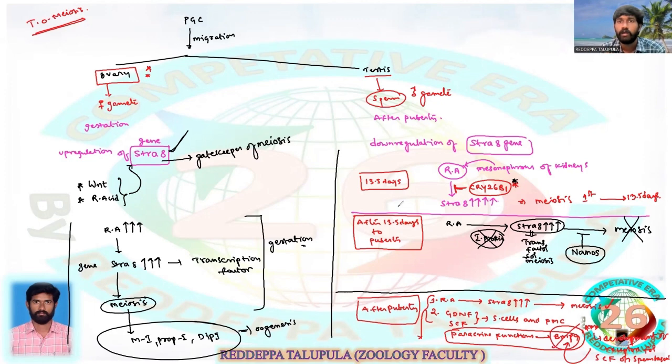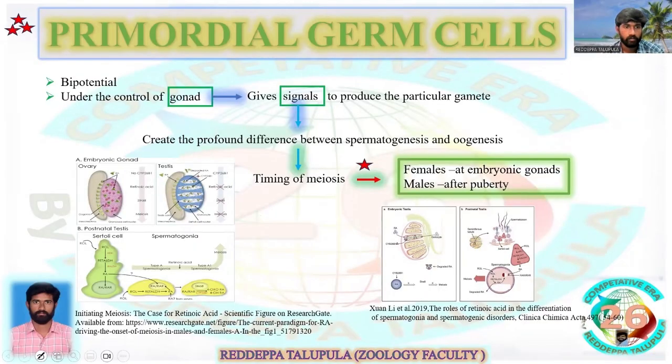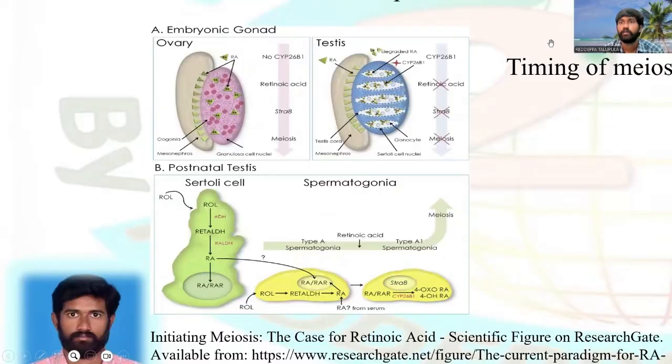What is the cause behind the timing of meiosis differentiation difference in the ovary and the testes? Now let us see the diagram. See, whatever I said right now will be here. Ovary. See, this is the oogonia. It is the mesonephros, that means here the kidneys, from where the retinoic acid will be secreted and reaches the oogonia.